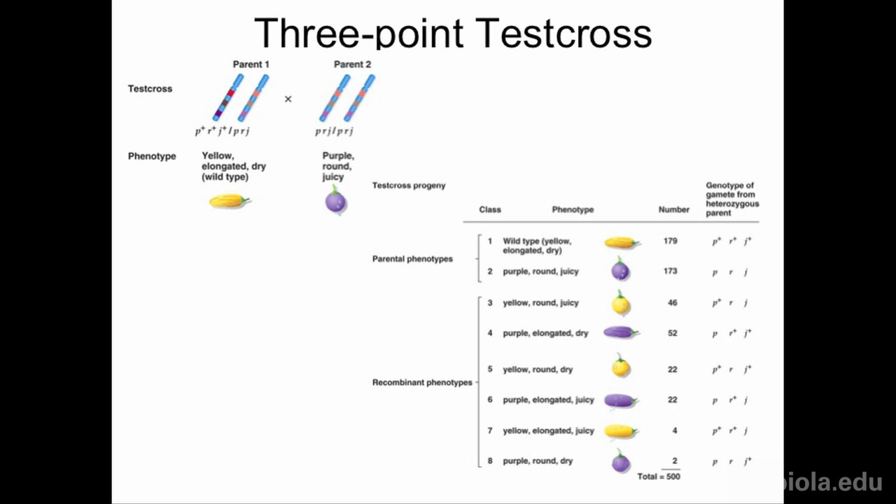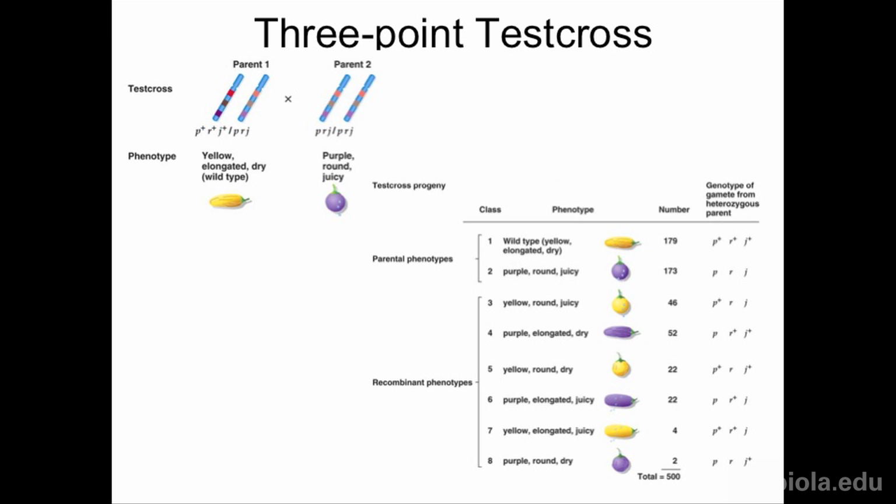So if we're doing a 3-point test cross, we're looking at the distance between the middle and one end and the middle and the other end, okay? In this case, you have a yellow, elongated, dry fruit. Okay, this is wild-type fruit, so these are all dominant traits. But this is a heterozygote, okay? It's showing all dominant traits, but it's got a recessive allele hidden in the background, okay?